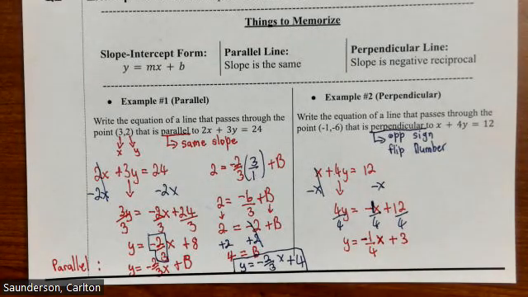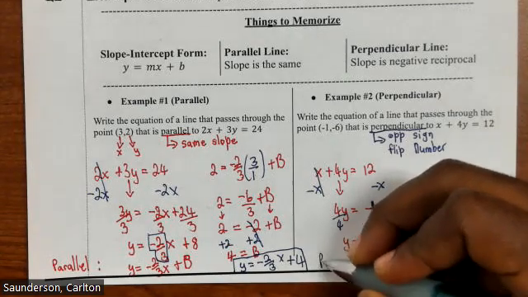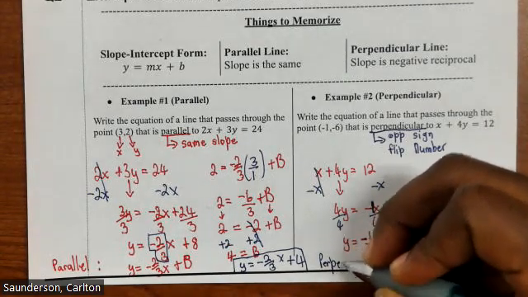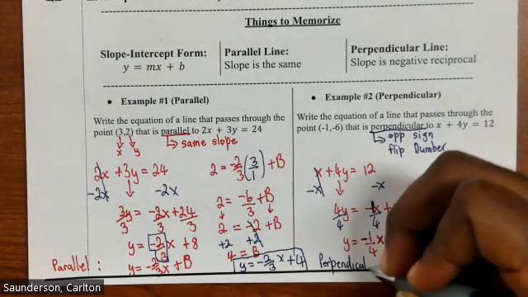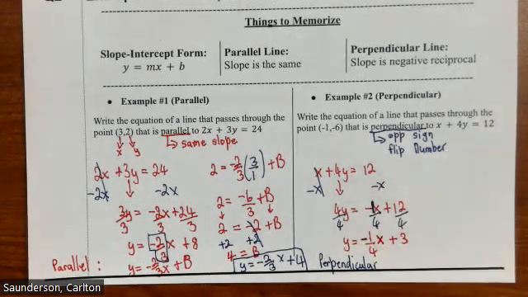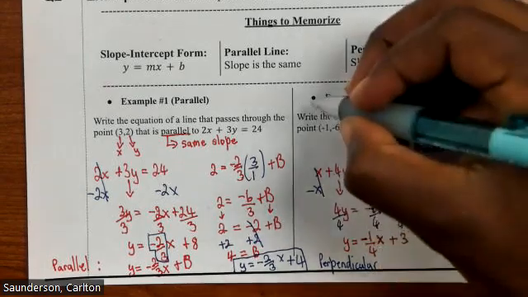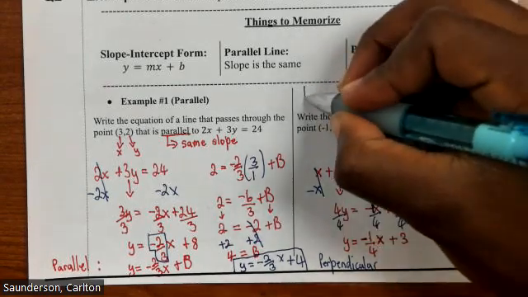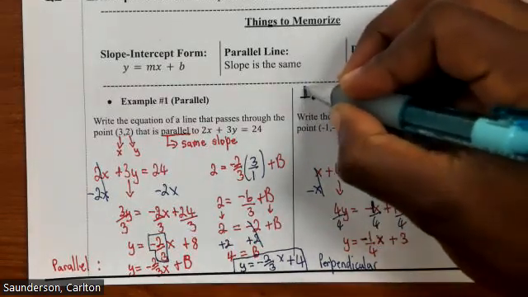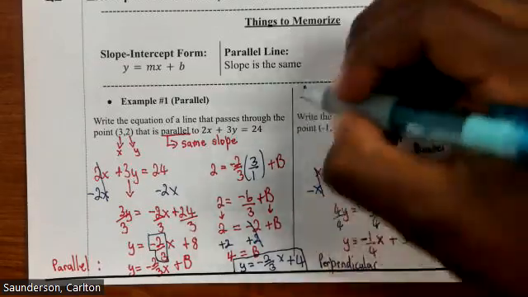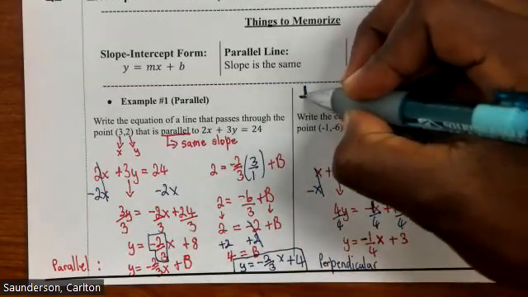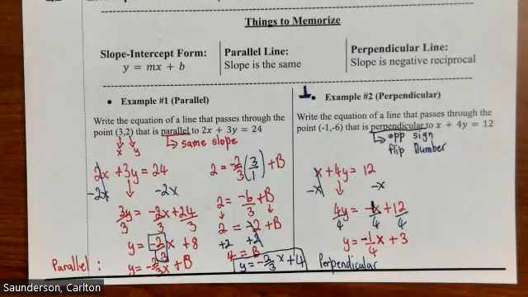So now we're going to do the perpendicular. And guys, there's a symbol that represents perpendicular. That symbol is an upside down T. So the symbol that represents perpendicular looks just like that.